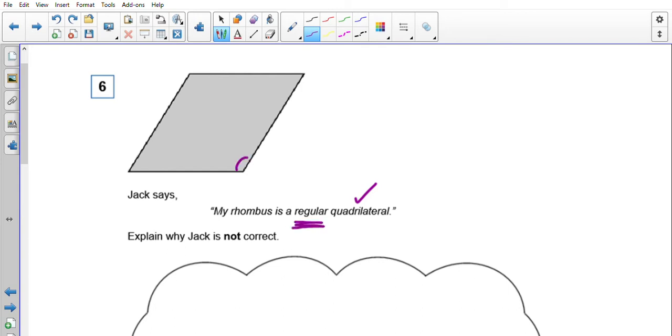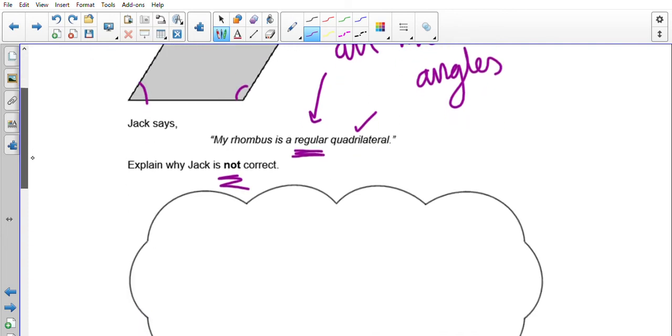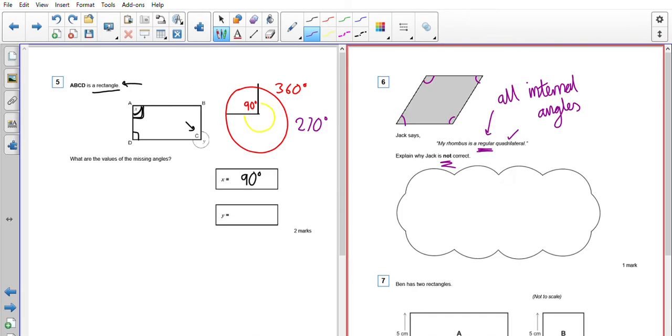If I look at my angles here, obtuse, obtuse, acute, acute. I don't need to measure them to know that they're not going to be the same, and if it's regular, all internal angles must be the same. And because they're not, he is wrong. Unlucky Jack. Question 7 jumps over 2 pages, so let's have a look at this.